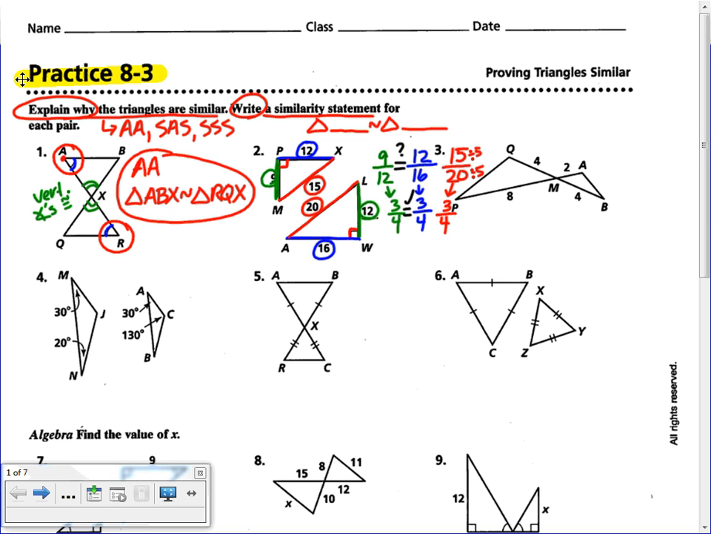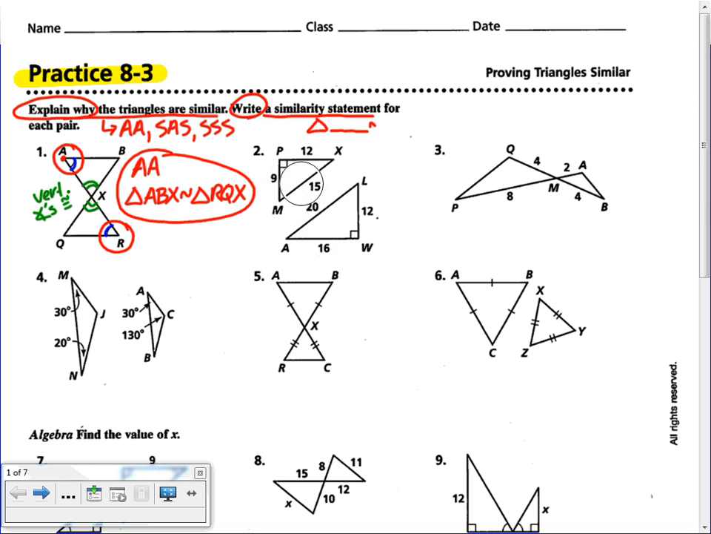I'm going to go ahead and get rid of my work over here, clean it up a little bit. Now that we've done all the work for it, I'm just going to go ahead and put the two answers. So yes, SAS or SSS work. And I have triangle, let's call it, if we're doing alphabetical order, it would be MPX.